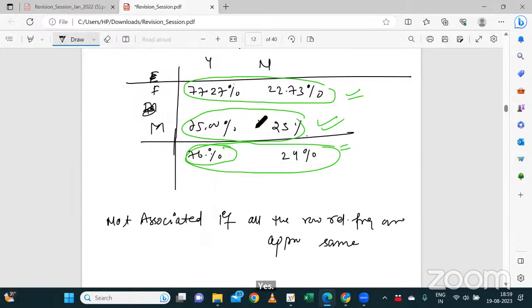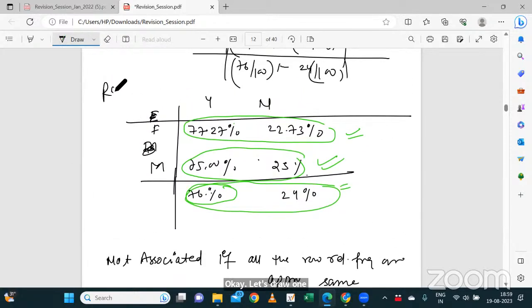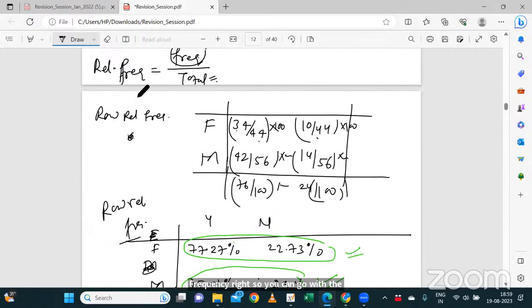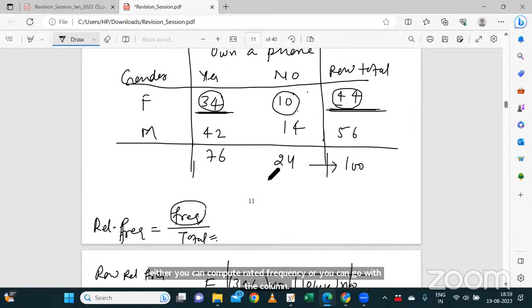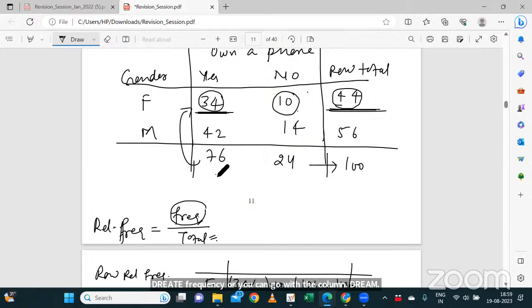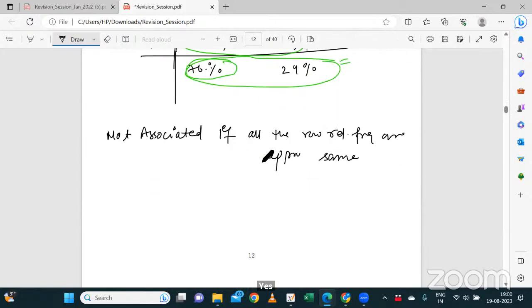Let's draw one graph to be clear. Here I have computed with the row relative frequency, but you can go with the column relative frequency also. You can use either one. In column relative frequency, you do 34 divided by 76, the column total, and 10 divided by 76. Similarly, 42 divided by 76, then 14 divided by 24. Are you getting it? You can go with either method, it doesn't matter.